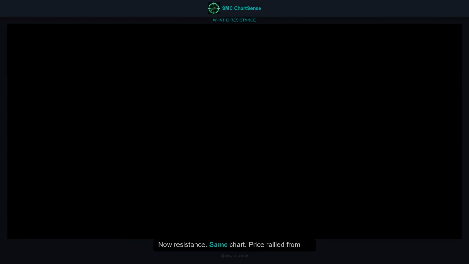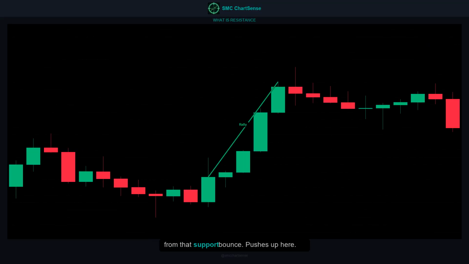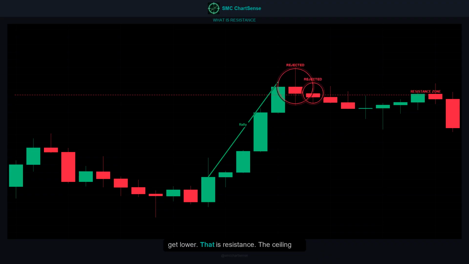Now resistance. Same chart. Price rallied from that support bounce. Pushes up here. Then hits this level. Gets rejected. Tries again. Rejected again. And again. Sellers defending this area. Every push-up gets weaker. Highs get lower. That is resistance. The ceiling price cannot break.